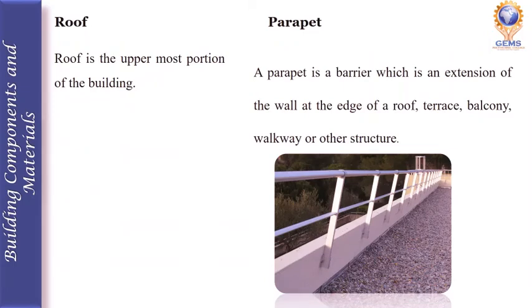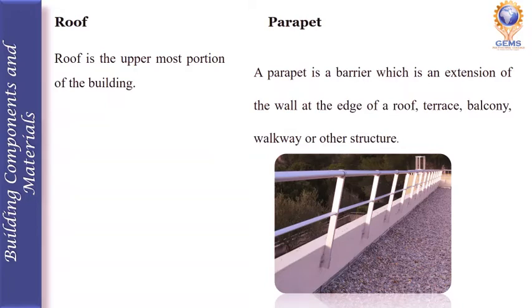Next is roof and parapet. A roof is the uppermost portion of the building. This roof protects the building from heavy rains, heavy wind, or sunlight. There are various types of roofs available in the field of construction. One is a flat roof. A flat roof is a flat surface on the top of the building. Second is a pitched or sloped roof. At the top of the building, we have a sloped surface roof. Third one is roof shells and folded plates.